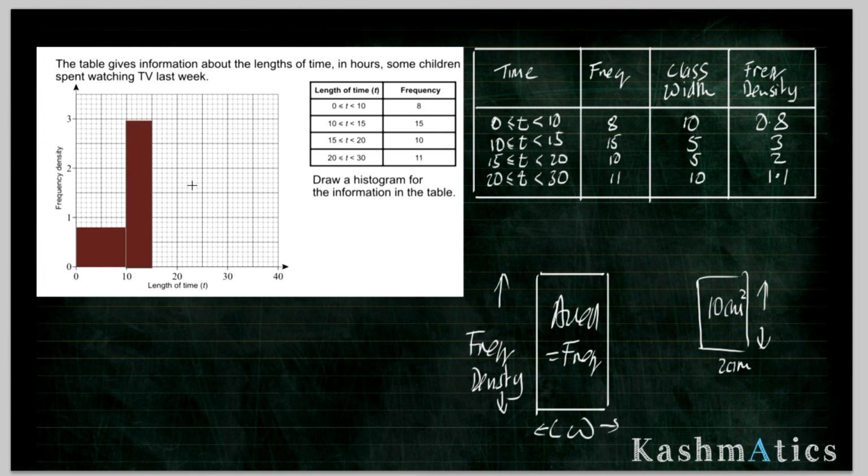Maybe a bit taller. Well, not maybe, definitely a bit taller. It's a bit fiddly with this. Much easier with a ruler and a pencil. Anyway, you get the idea. The next one goes from 15 to 20 and it's got a height of 2. So 15 to 20 with a height of 2. There you go. And the last one goes from 20 to 30. It's got a height of 1.1. Right, 1.1. That's there.